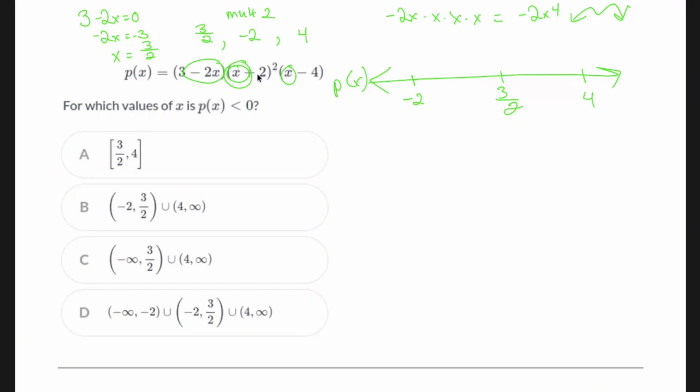So not only do I have an upside-down W type thing, it's going to ricochet off of -2 because of that multiplicity of 2. So you start from down here, start from the bottom, ricochet off, come back up, go through 3 over 2, go through 4, and go like that. I only care about where this is negative. I don't care about where it hits 0. So ignore the fact that I have that big bold red dot there.